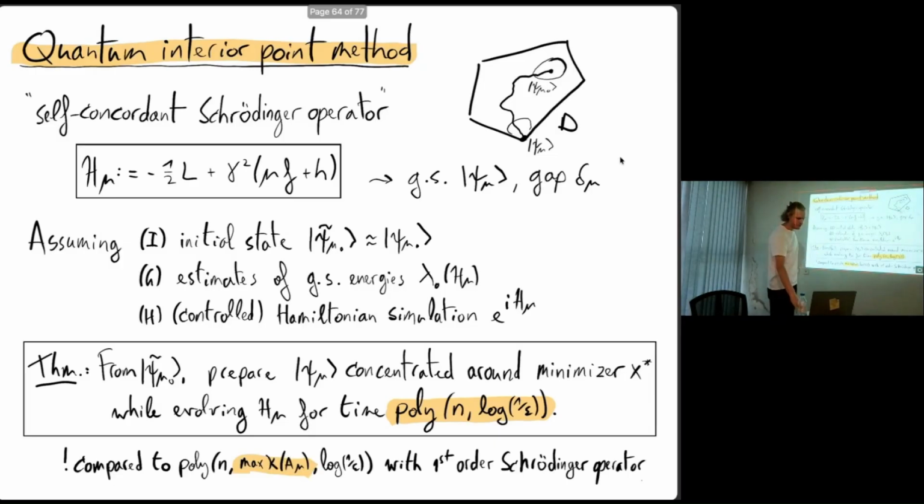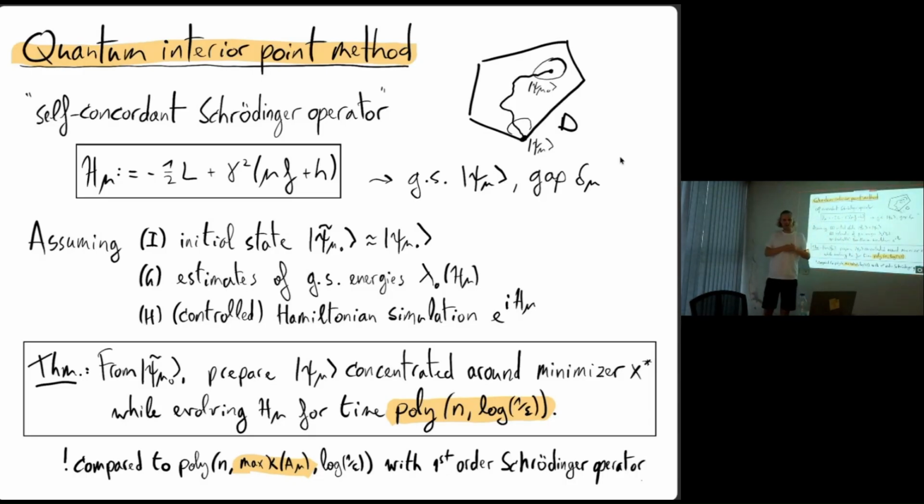So how do we prove this theorem? Okay, maybe just to stress, this is compared to if you do the same algorithm with the Euclidean Hamiltonian, where you just take the normal Laplace operator, and then you get this condition number showing up. But this is the maximum condition number of all the Hessians that you encounter along your central path.